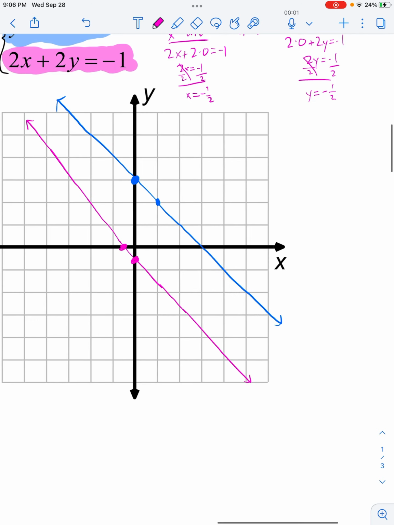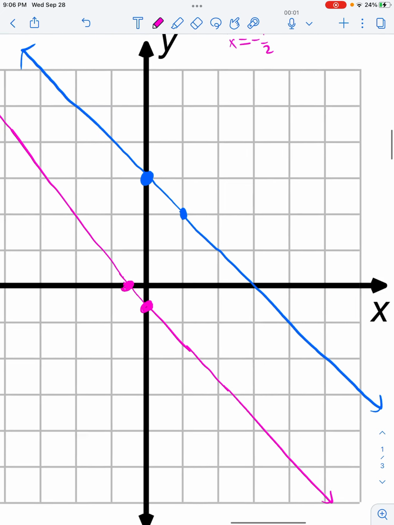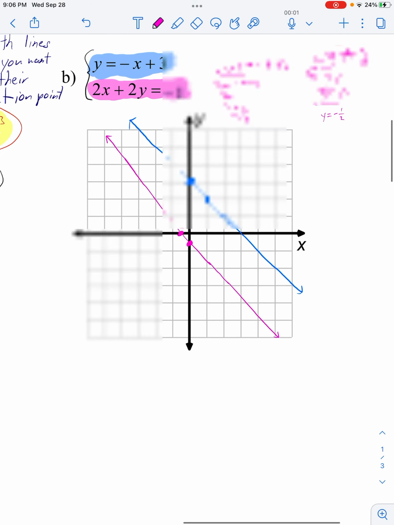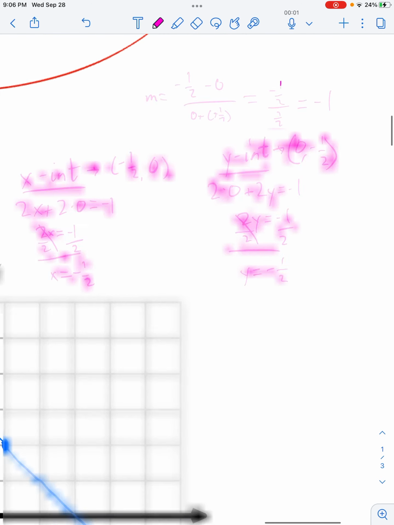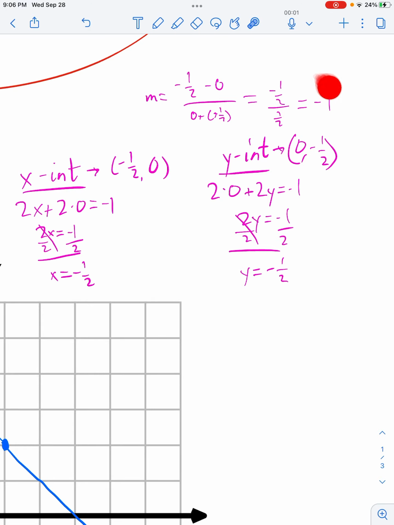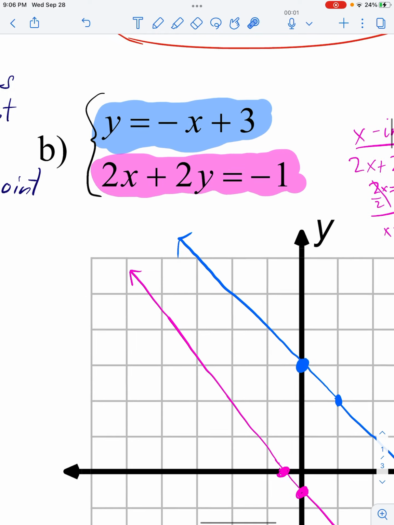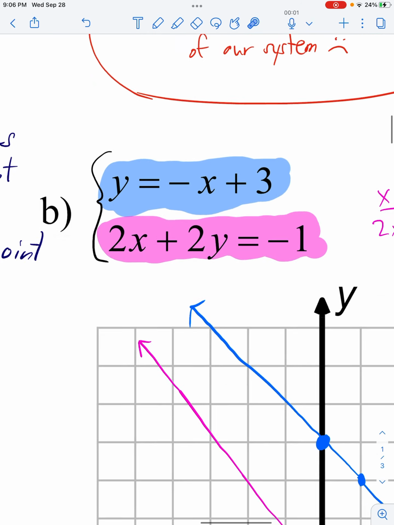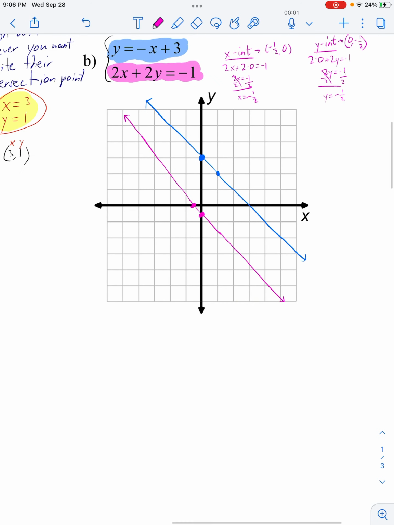Little mistake. Okay, so looking at these, these two lines look parallel. They look parallel, okay? I don't really trust the way they look, though. Let's think about this. So I just calculated the slope of the pink line up here. Got -1, right? The slope of the blue line is also -1, right? Uh-oh. What's going on? They have different y-intercepts. All right, what's going on here?